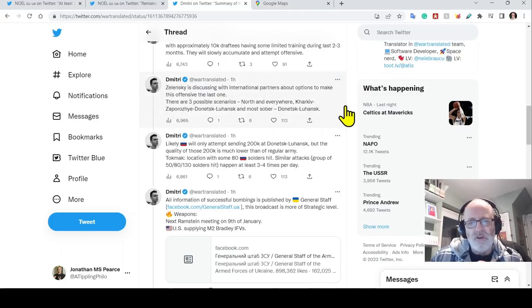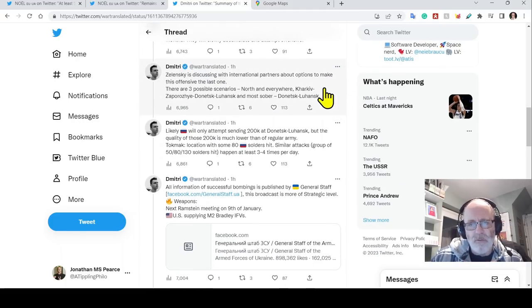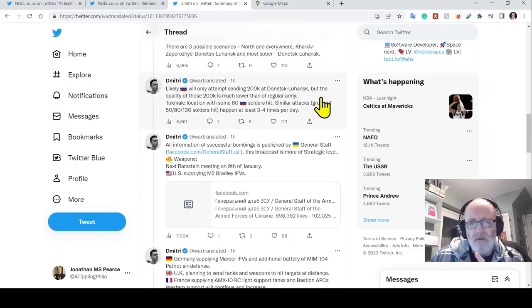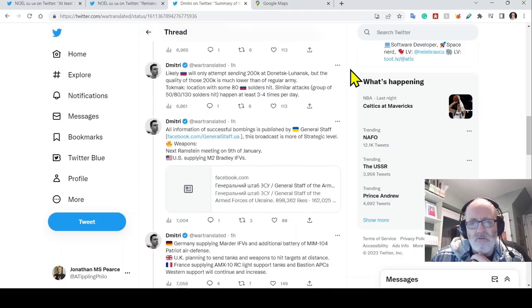There are three possible scenarios. I'm trying to unpick this. North and everywhere, which pretty much sounds like everywhere: Kharkiv, Zaporizhia, Donetsk, Luhansk. So that'd be everywhere apart from Kherson, by the looks of it, or just Donetsk, Luhansk. Likely Russia will only attempt sending 200,000 at Donetsk, Luhansk. I mean, that's a big number, right? But the quality of those 200,000 is much lower than of a regular army.